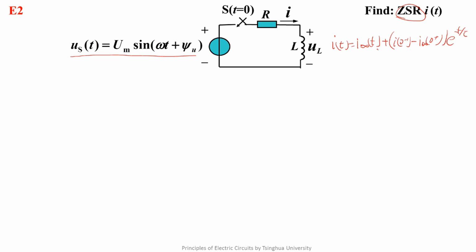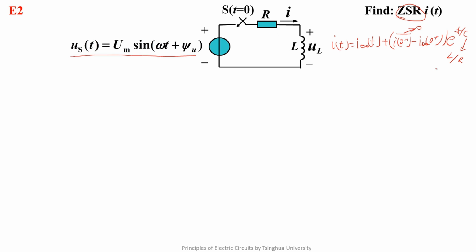Here, the I steady t means the time domain expression of the branch variable. I steady 0 means the value of the steady state when t equals 0 plus. For RC, tau equals RC; for LR, it's L over R. We know that the circuit is 0 state, so I0 equals 0. And the circuit is a simple RL circuit, so tau equals L over R.